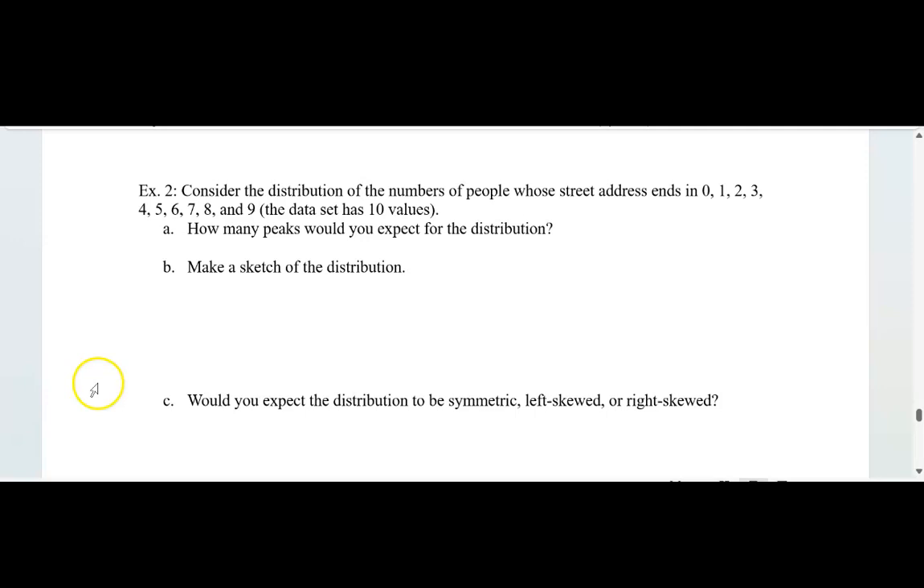Here's another example. Let's consider the distribution of the numbers of people whose street address ends in either a 0, 1, 2, 3, 4, 5, 6, 7, 8, or 9. So we have 10 values. How many peaks would you expect for the distribution? So again, we're talking about people's addresses who would end in one of these numbers. Now think about that. Every address is pretty much going to end in one of these numbers, right? So really, we wouldn't expect to see any peaks.